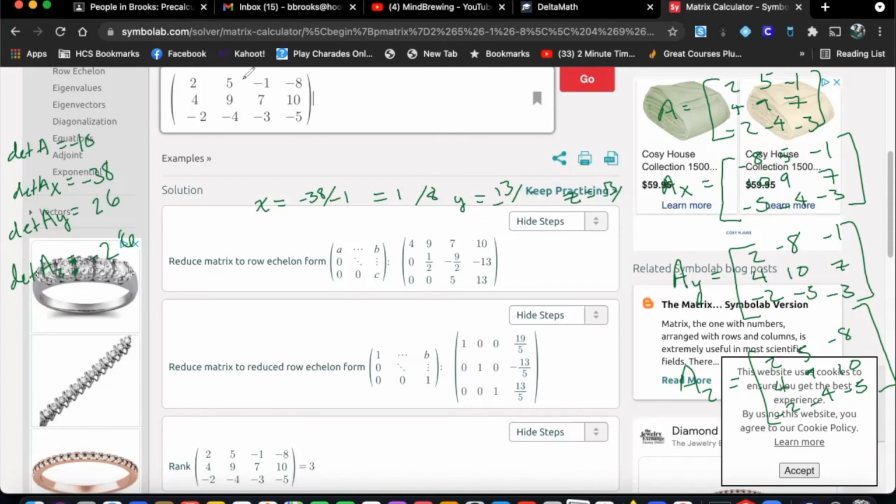So that should be -10, which makes this, instead of being 8, that makes that 5. So it makes that 19 over 5, -13 over 5, and 13 over 5. This is a 10 and not a 6. Okay, that makes so much more sense.